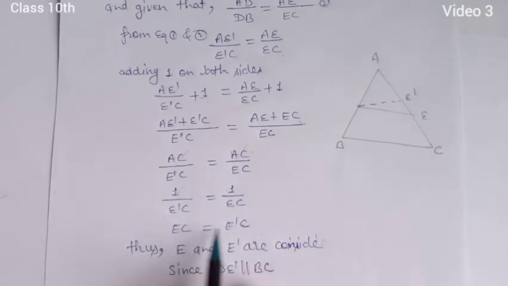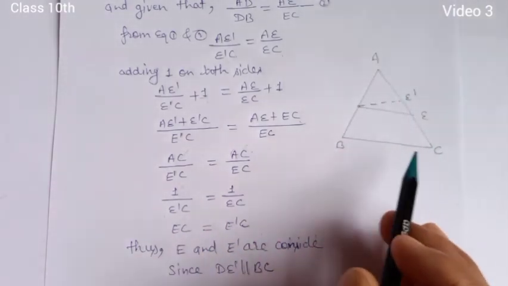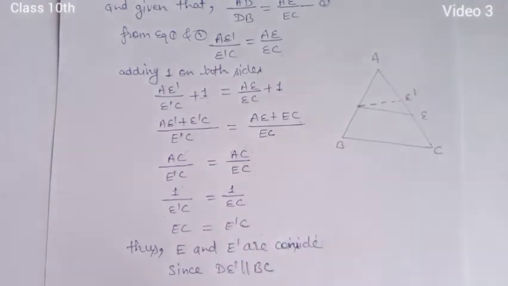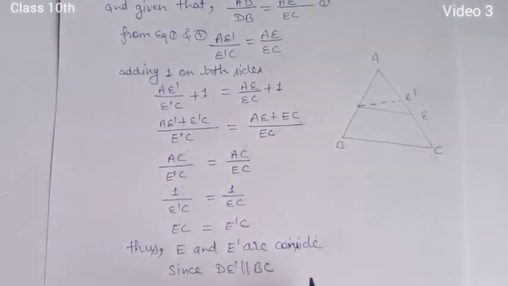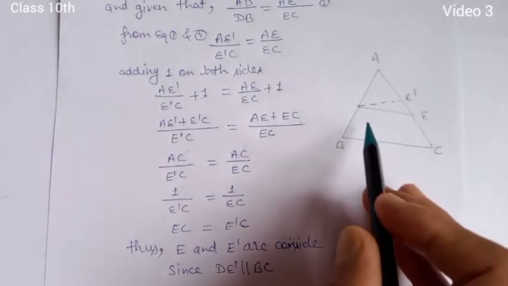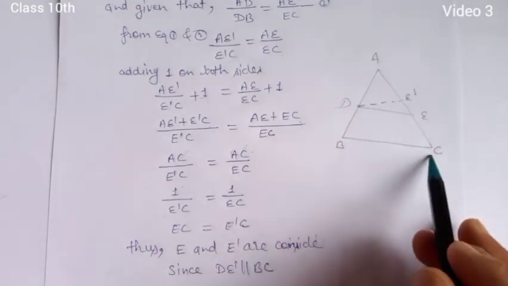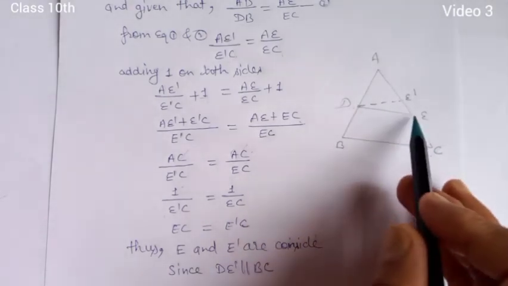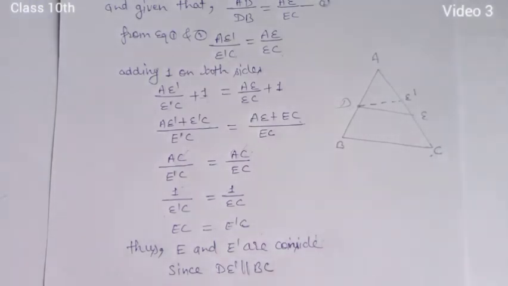Thus, students, both distances EC and E dash C are equal, which means E dash and E coincide, both lie on the same point. Since DE dash is parallel to BC, DE is also parallel to BC. So students, hence proved.